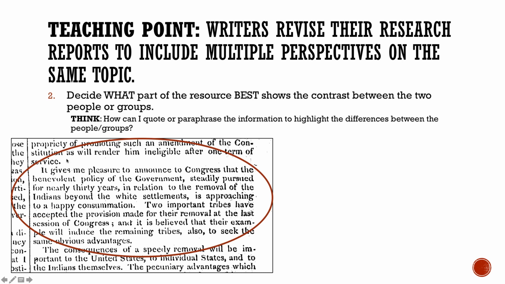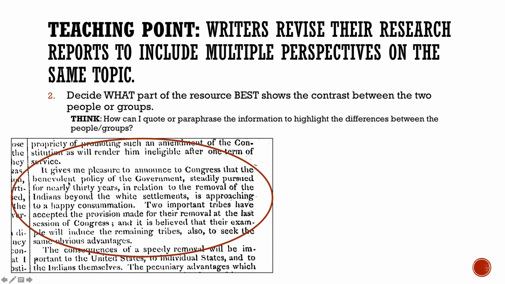So when I was skimming through this speech that President Jackson gave, I came across this first part where he first starts talking about the Indian Removal Act. And he says in it, "It gives me pleasure to announce to Congress that the benevolent policy of the government, steadily pursued for nearly 30 years, in relation to the removal of Indians beyond the white settlements, is approaching a happy consummation." Whoa, whoa, whoa.